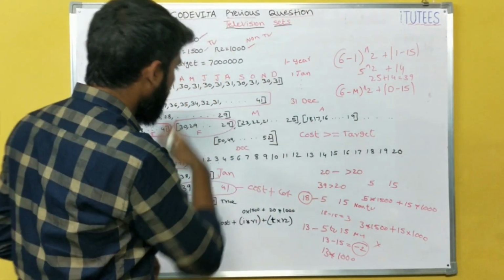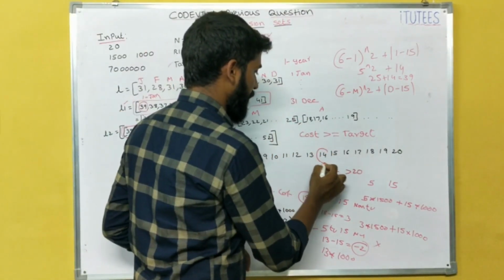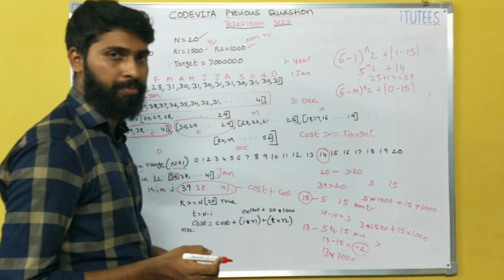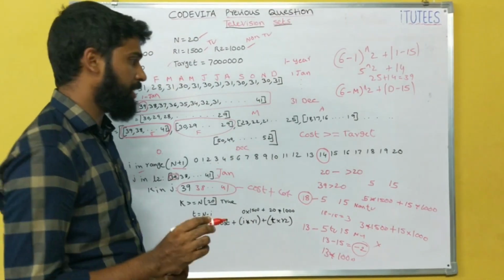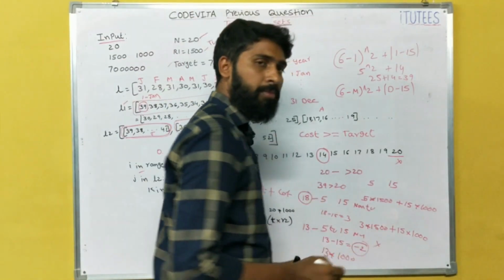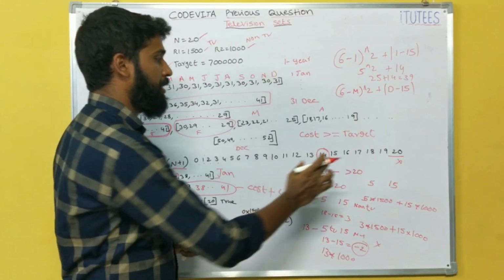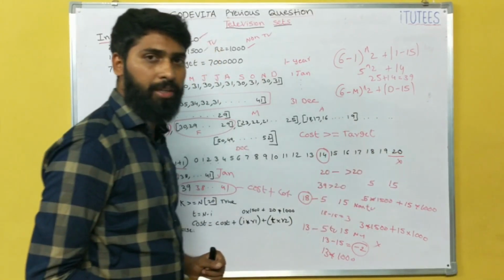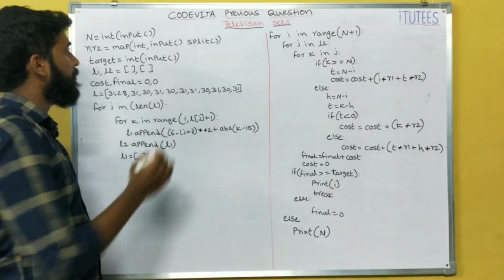So in this example, the condition is satisfied at I equals to 40. So we can print the I value and break. For example, if it is not satisfied up to 20, then the break statement is not executed and we can print the NS required TVs. Now we are going to see the program.